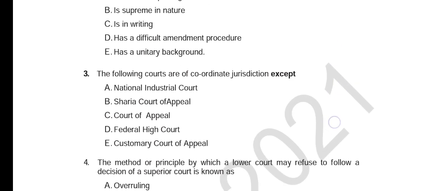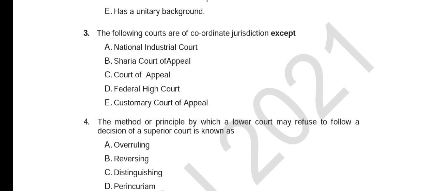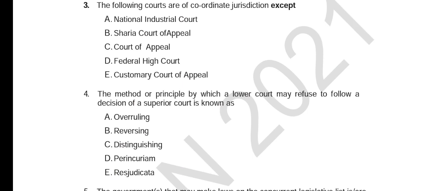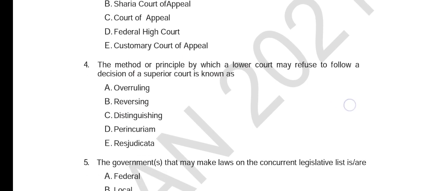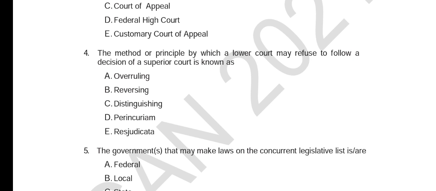So the next one is, the following courts are of coordinate jurisdiction except. So the answer to this here is the court of appeal. Yeah, the court of appeal is of no jurisdiction. It's not of the same jurisdiction with the rest of the courts stated there. And the method or principle by which a lower court may refuse to follow a decision of a superior court is known as. The answer there is distinguishing.